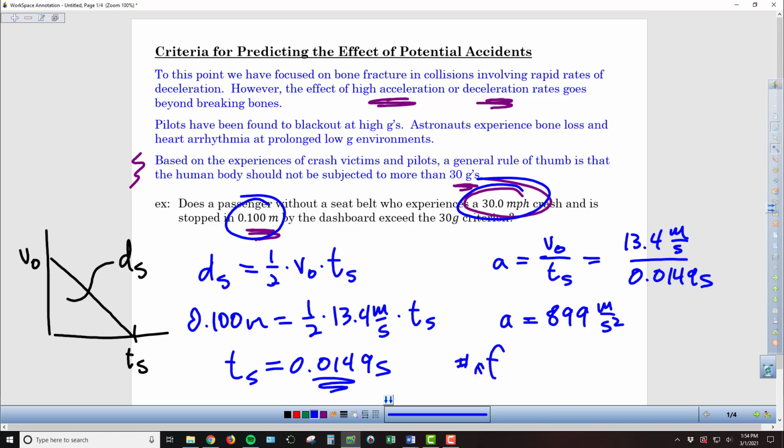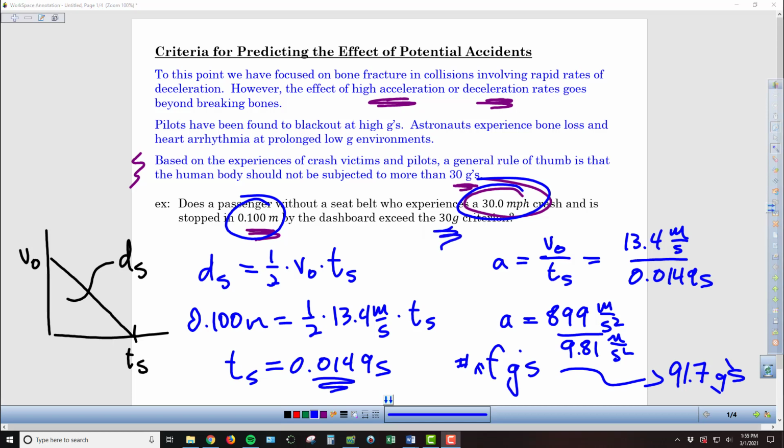And so to get a number of Gs, we can divide that total by 9.81 meters per second squared. And so we end up with a count of 91.7 Gs. So that's clearly above the 30 G criterion, which can be used as a rough rule of thumb, but we can expand on it further.